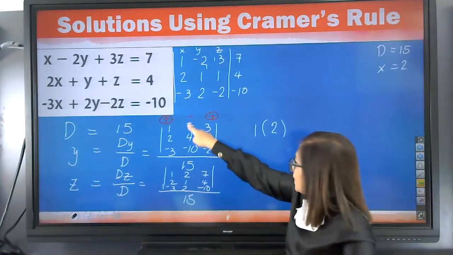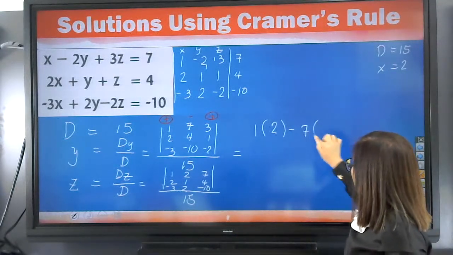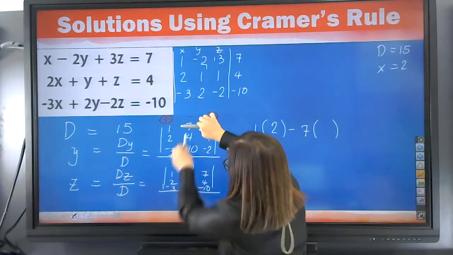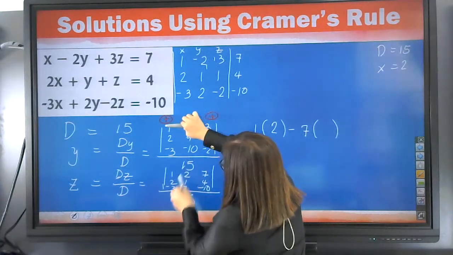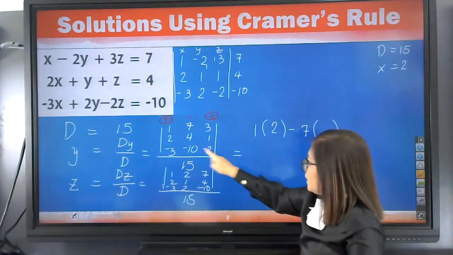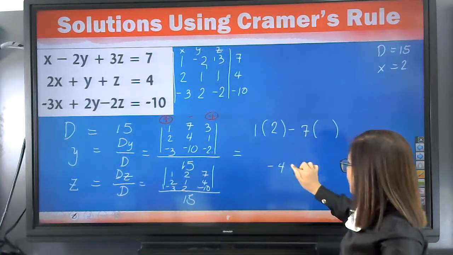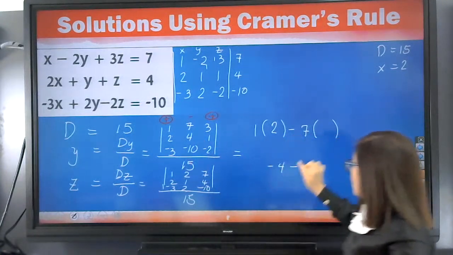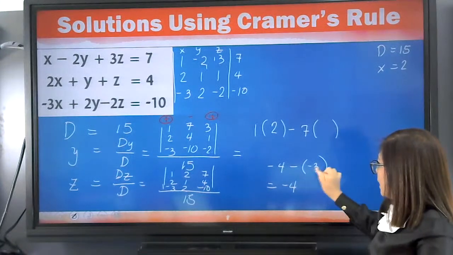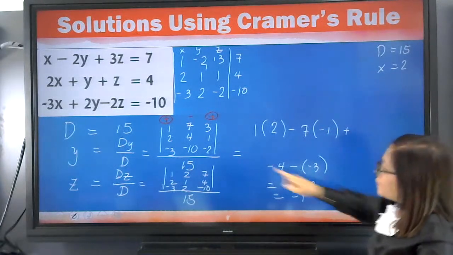Next, minus 7. So write minus 7 here. It would be minus 7 times arrow down minus arrow up. 7 is here and 7 is here. Do not get these numbers. What is left is this and this. Arrow down, 2 times negative 2 is negative 4. Minus arrow up, negative 3 times 1 is negative 3. So what's the answer? Negative 4 plus 3. Answer, negative 1.